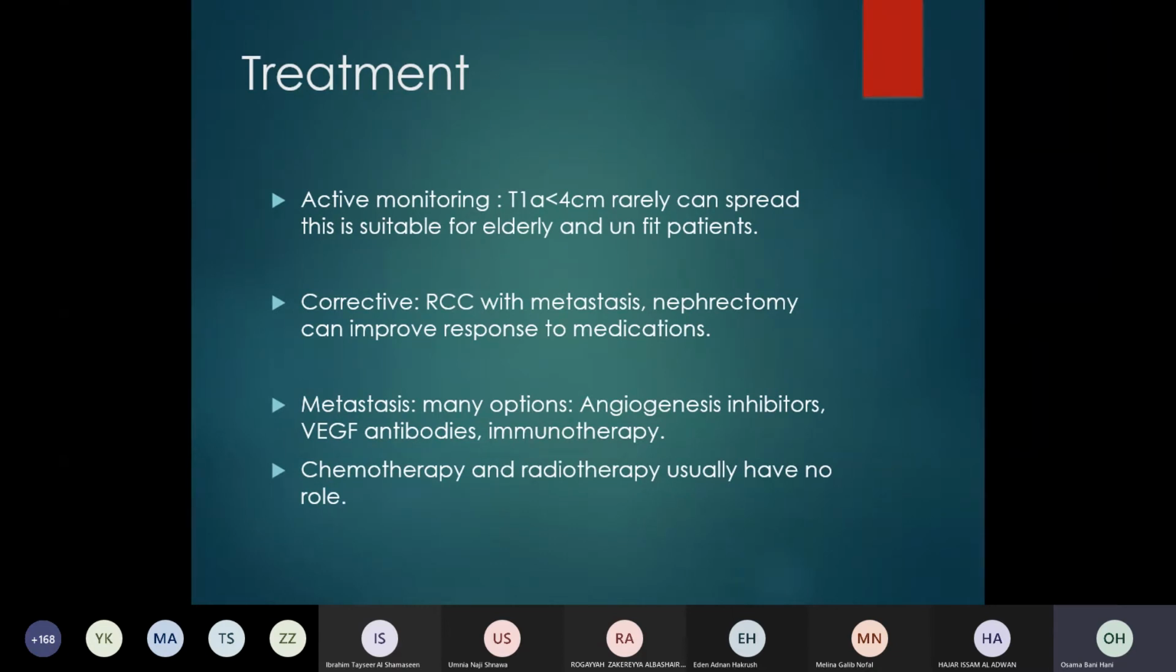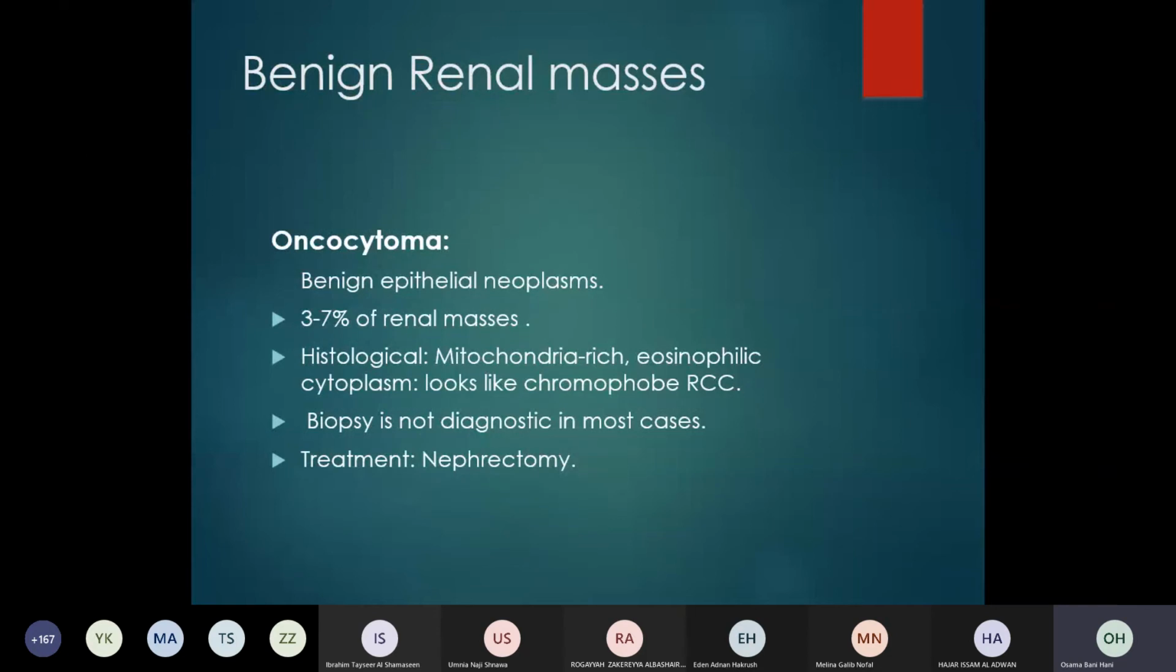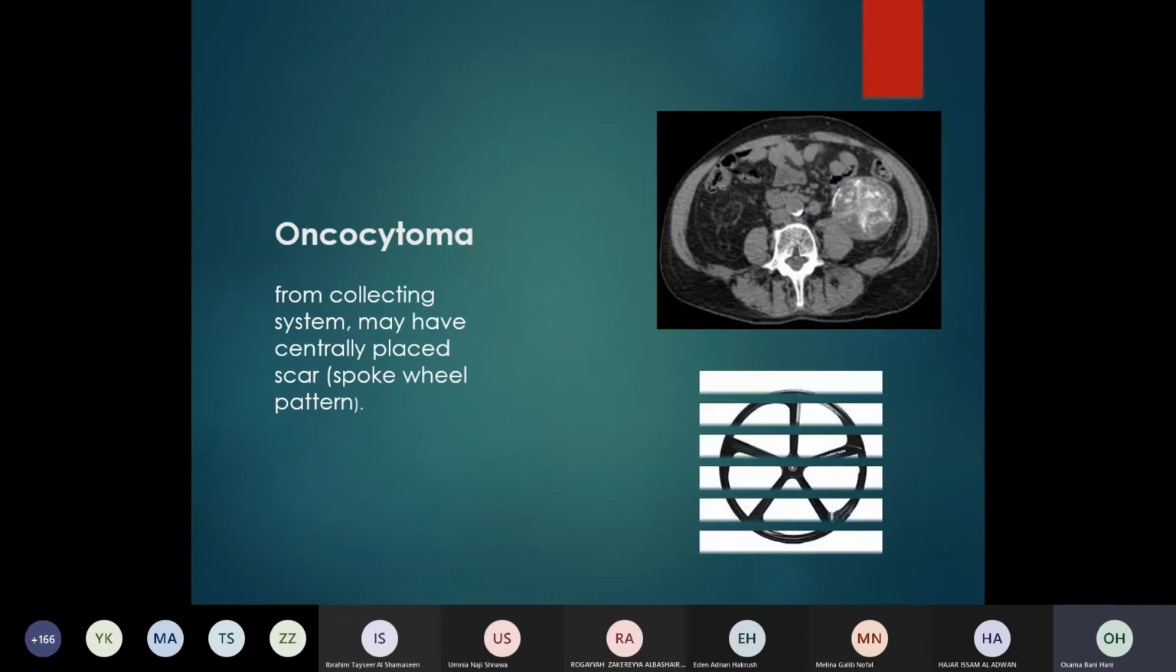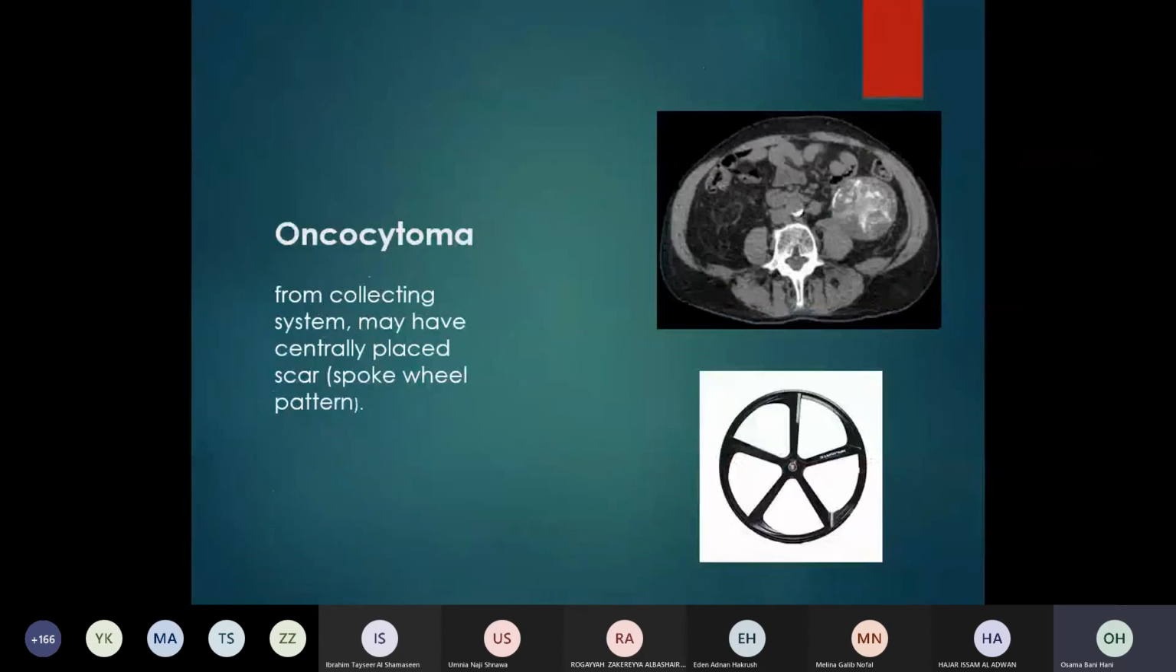Medications mainly, the indication that we use is angiogenesis inhibitor drugs or immunotherapy, because we know that chemotherapy and radiotherapy usually have no role in these tumors. This is regarding renal cell carcinomas. The other benign tumors mostly are either oncocytoma or angiomyolipoma. Angiomyolipoma we will return to, oncocytoma first.